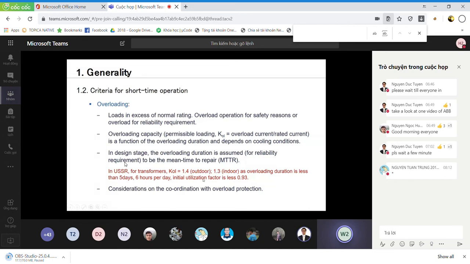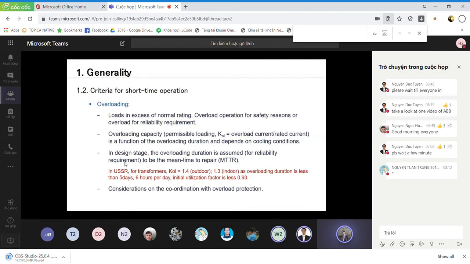It's okay. Not quite clear. Can you explain again? For example, if you already have overload 1.2, okay, he cannot get another overload for a long time.